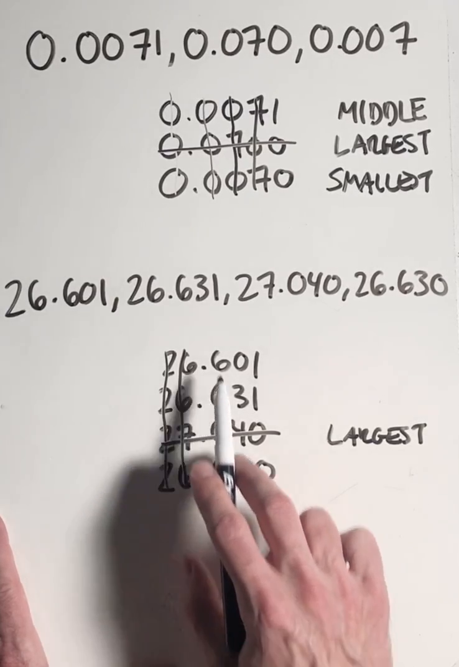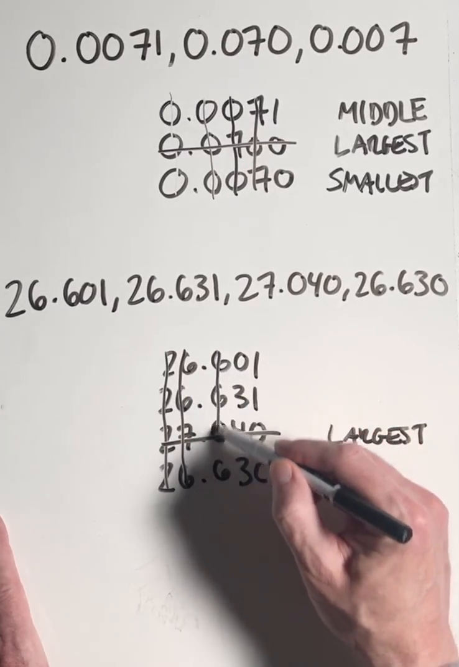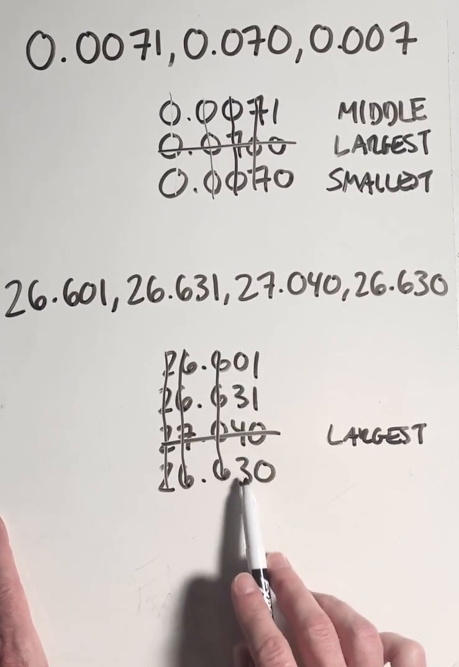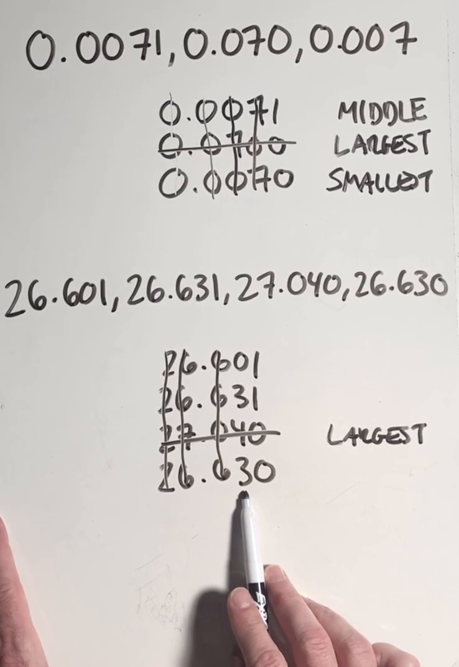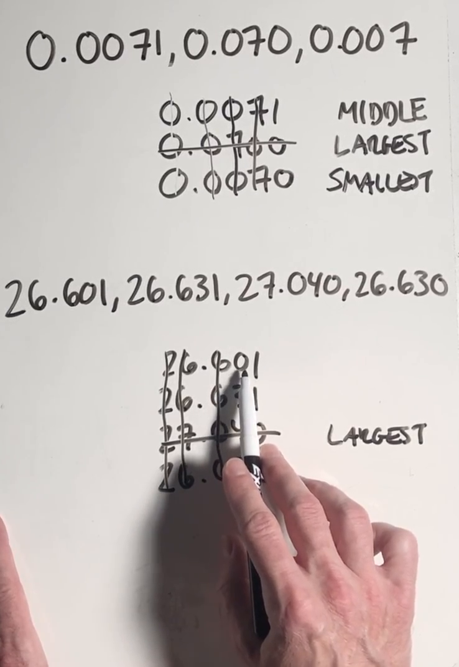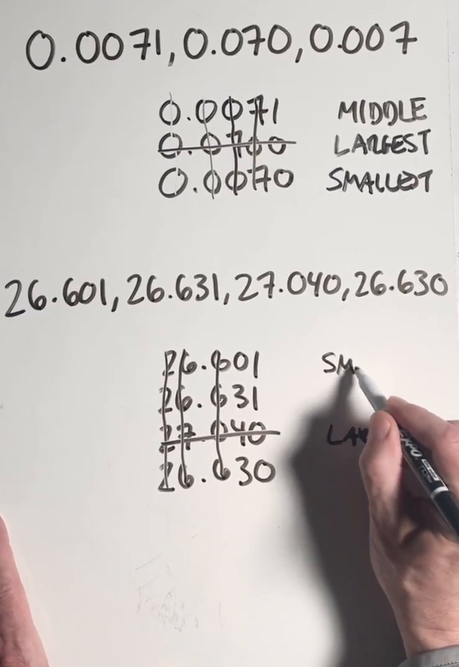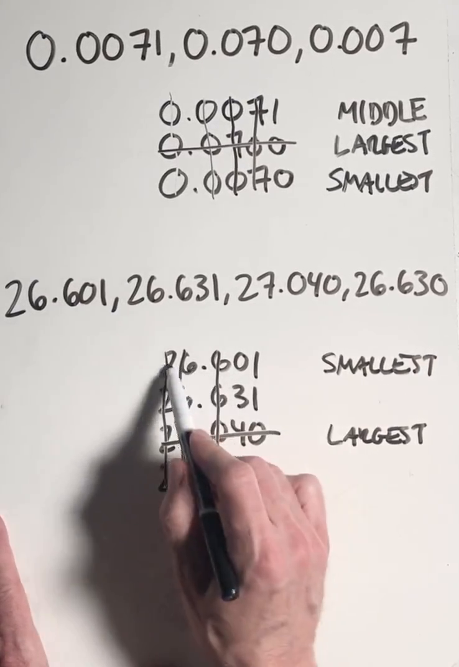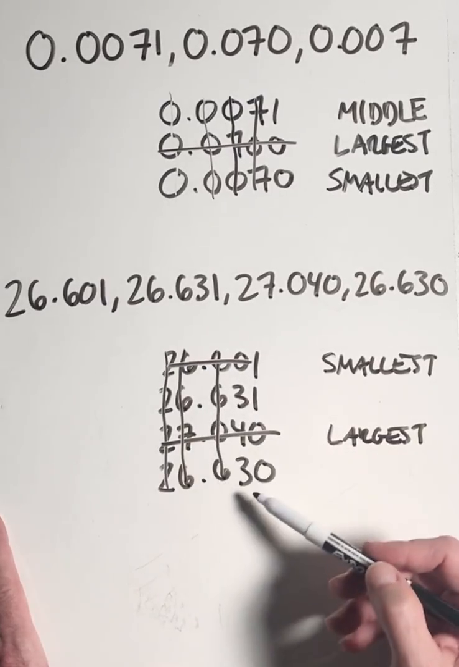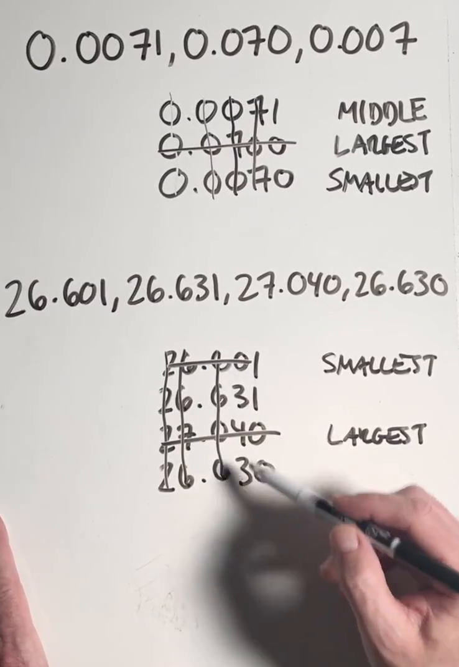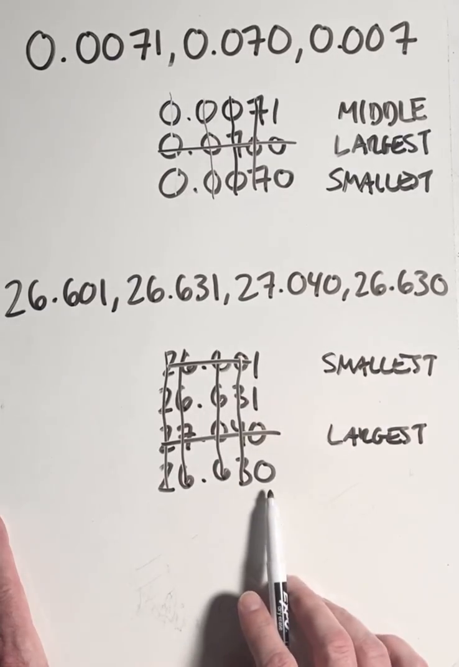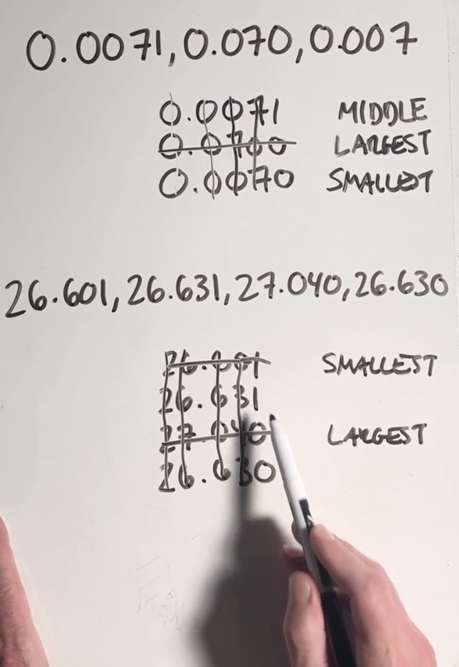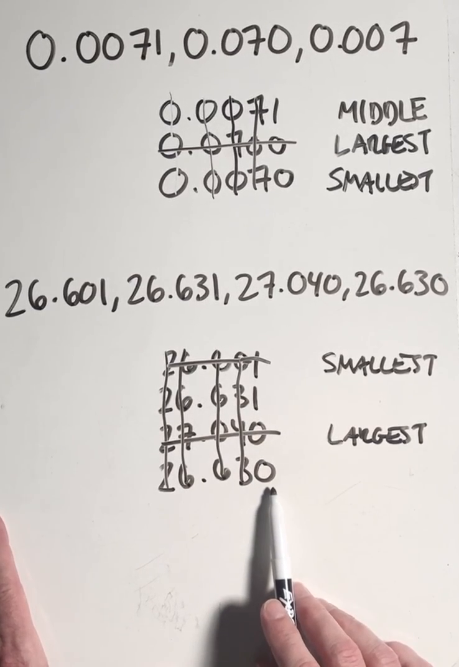They also all have a 6 in the tenths place, so I now need to move over into the 100ths place. These two numbers have a 3 in the 100ths place, which is equal, but this one has a 0, so now I know this is the smallest number. And I'll cancel that out. Now I'm only looking at these two, and again they have 3's in the 100ths place, so now I'm looking in the thousandths place. This number has a 1 in the thousandths place, and this number has a 0 in the thousandths place.